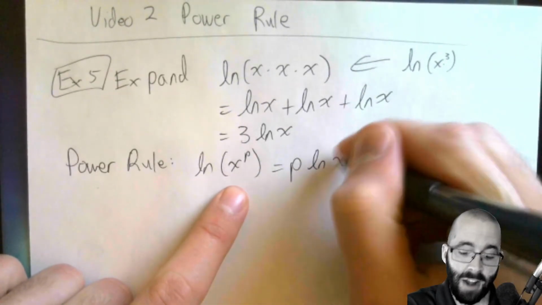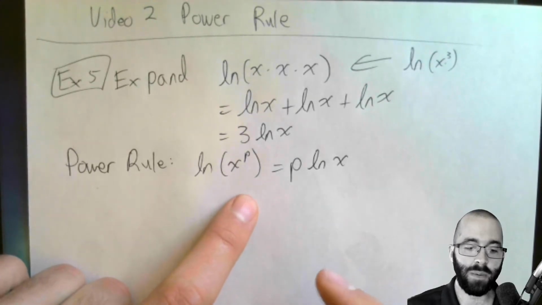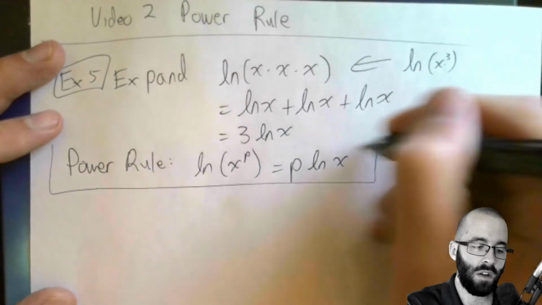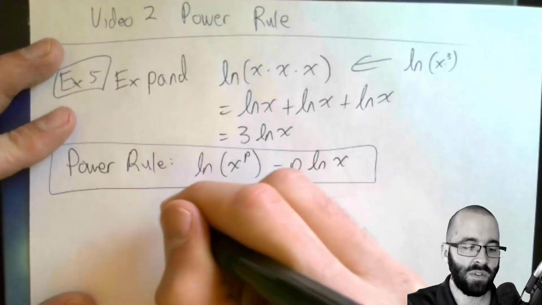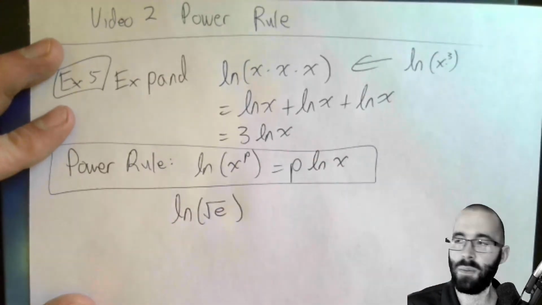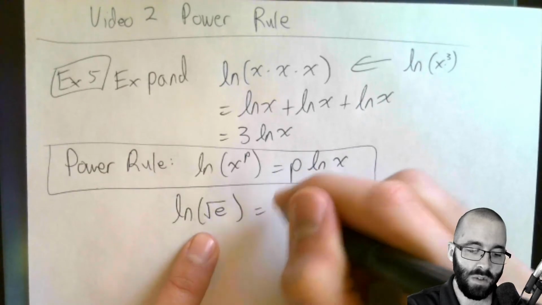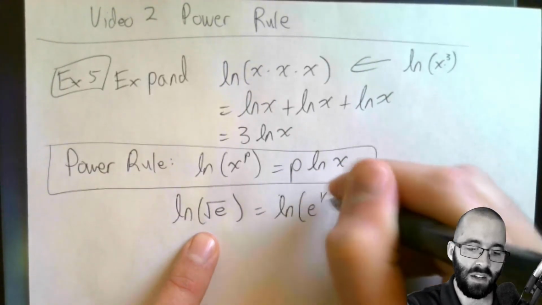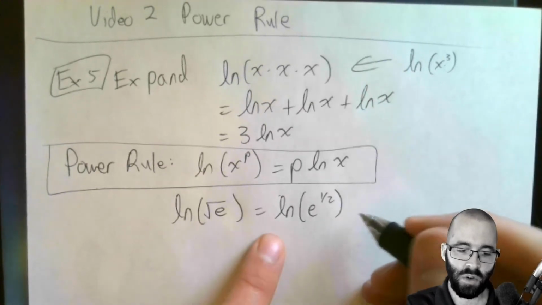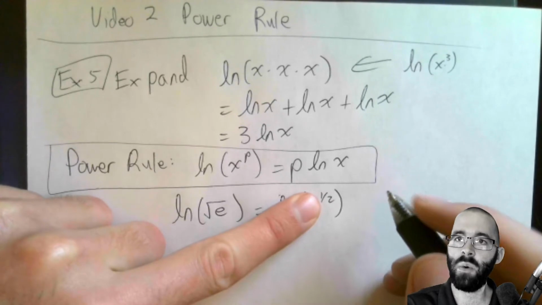And this can be a fractional power. Watch out for that. It can be a fractional power, it can be a negative power, it can be any power. Okay, so if I was looking at the natural log of the square root of e, for example, there's a couple of ways of looking at this. Remember, a square root is an exponent of 1/2. So we could use the inverse property and say, oh, these cancel, we just get 1/2.